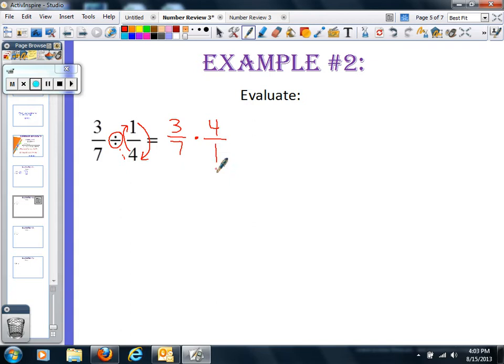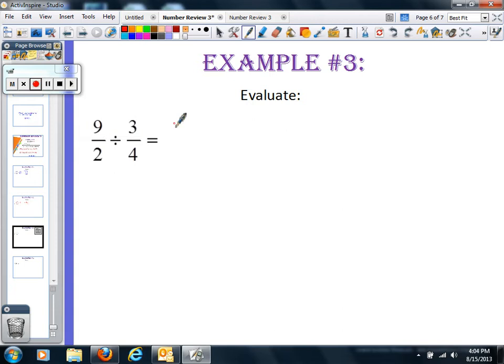So now we're going to do our multiplication. 3 times 4 is 12. 7 times 1 is 7, giving us our answer of 12 over 7. And remember, you can write this as a mixed number as well if you'd like, but I would prefer you leave it as an improper fraction. Example number 3, we're going to go ahead and do one more of these. And in this one, it's going to actually bring up something that will make multiplying fractions slightly easier as well.